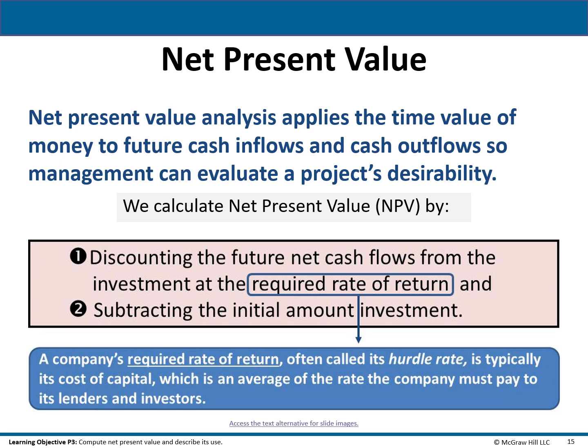It explains the present value concept, which is often summarized as a dollar tomorrow is worth less than a dollar today. Assignments that use present value are solved using the tables that you'll find in Appendix B or Excel or a calculator. Net present value is the discounted future net cash flows from the investment at the required rate of return, then minus the initial investment. A company's required rate of return, often called its hurdle rate or its cost of capital, is an average of the rate the company must pay to its lenders and investors.